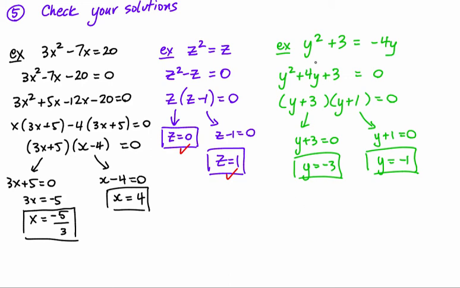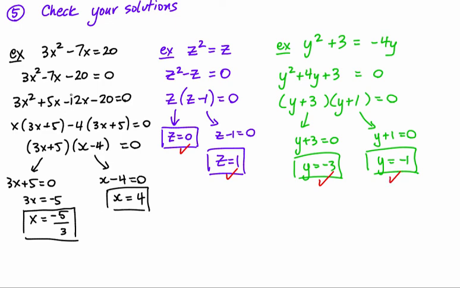Checking this one for negative 3: is negative 3 squared plus 3 the same as negative 4 times negative 3? Well, this is 12, and this is 9 plus 3. So yes, that one works. Checking negative 1, I do negative 1 squared plus 3 is equal to 4 times negative 1. This side's 4. This is 1 plus 3, which is also 4, so this one works. Now let's go back and check these ones.